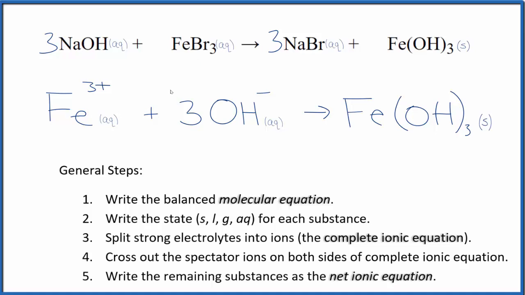The atoms, they're balanced, and if you look at the charge, it's balanced as well. 3 plus, and then 3 times 1 minus, that's 3 minus. Net charge of 0 in the reactants. Since this is neutral, net charge of 0 as well.